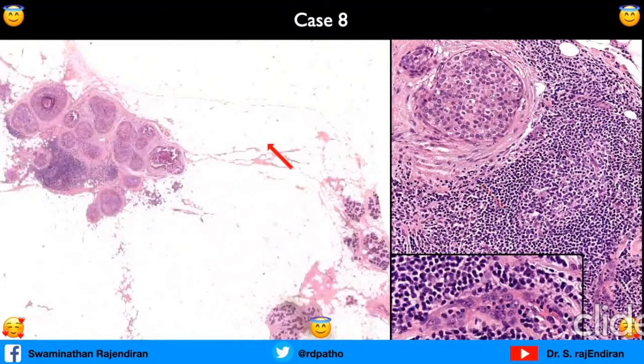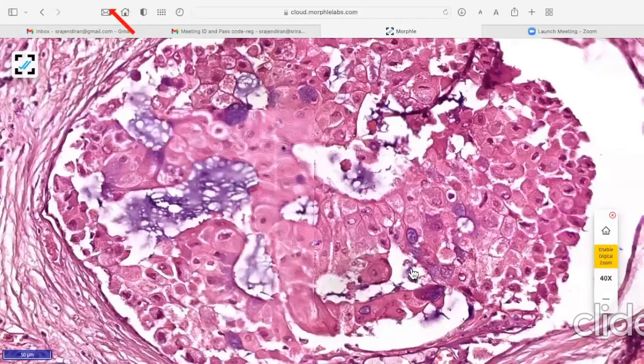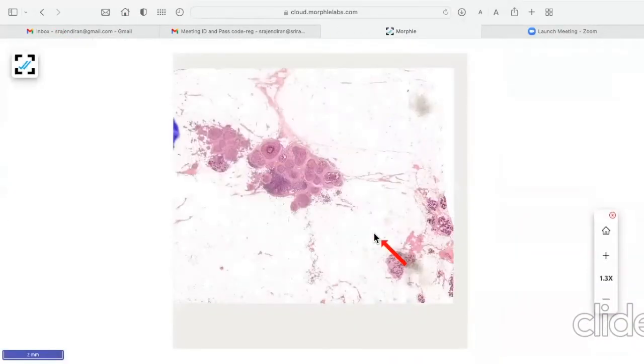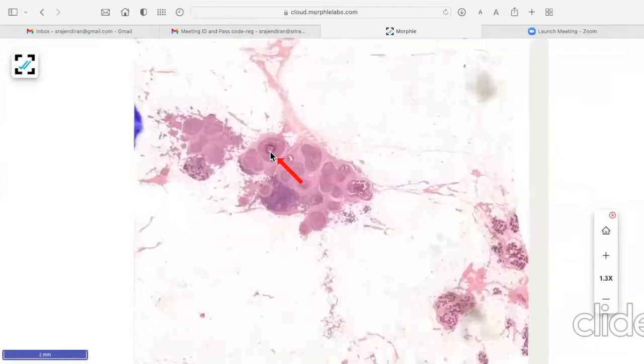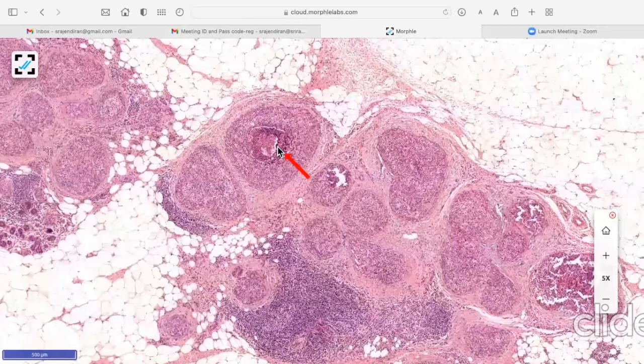Case number 8 again shows very cellular areas with a lot of lymphocytes. Whenever you see lymphocytes, they are like our policemen. Whenever something is wrong, they will come. We will go to the real slide and pay more attention to those areas. See the lymphoid rich area, and this is definitely comedonecrosis. So this is DCIS, comedo type. You can see it in high power very nicely.